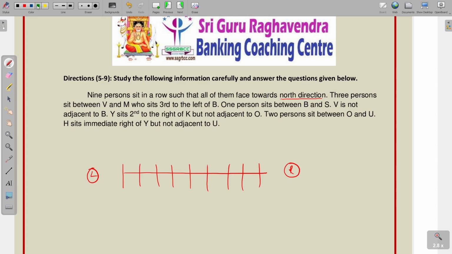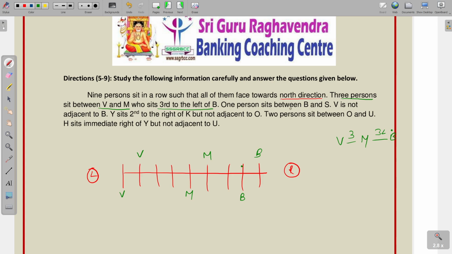Okay. So, see the first one. 3 persons sit between V and M, who sits third to the left of B. Between V and M there are 3 persons, and M sits third to the left of B. So, see, if I fix B here, 1, 2, 3, M is coming here. If M is coming here, between V and M there are 3 persons, so V is coming here. It is one possibility, and B, M and V is the second possibility.